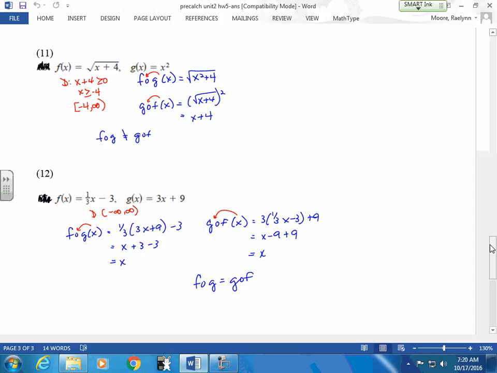Number 11, you only like the domain for this one. This was the only one that had a domain restriction. Oh. So that's going to be for the whole thing. Because you're going to use both functions. So your domain for that whole thing, this one had no domain restrictions. This x is not in the denominator. It's technically in the numerator.